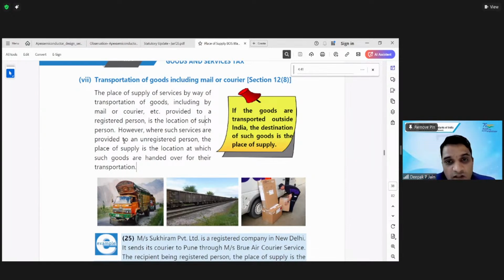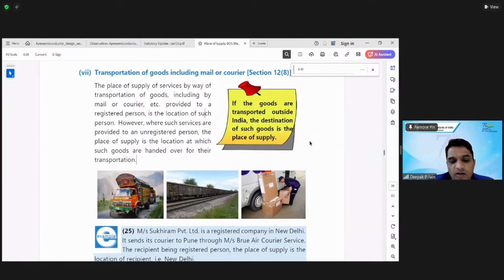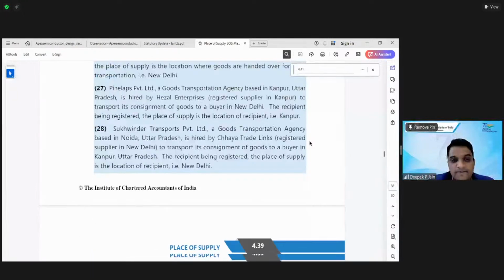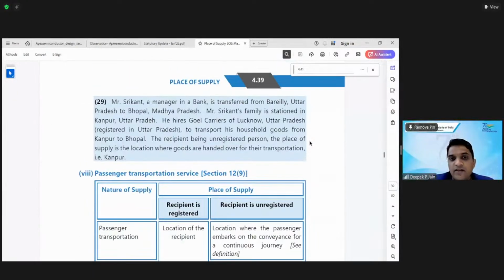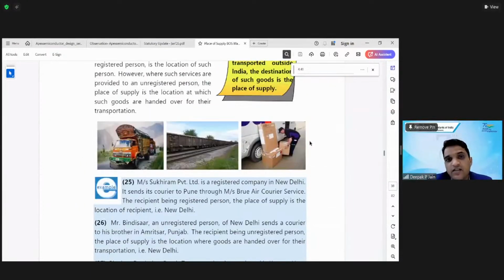Sir, in this, the note says outside India is determined as per above provision only. No, it doesn't say above provision. It says if the goods are transported, the destination of goods is the place of supply, not the above provision. Might be you're having an old version, just check the latest version.